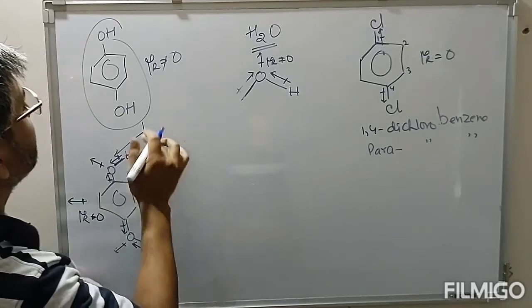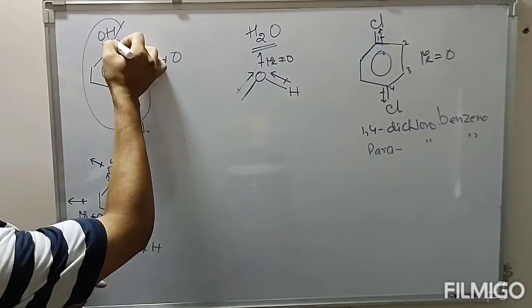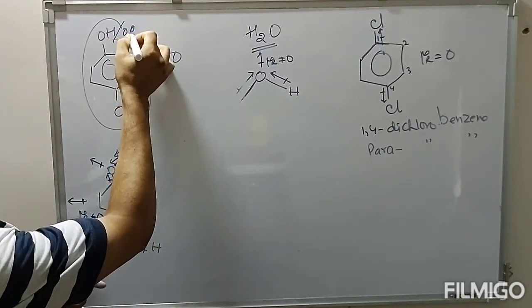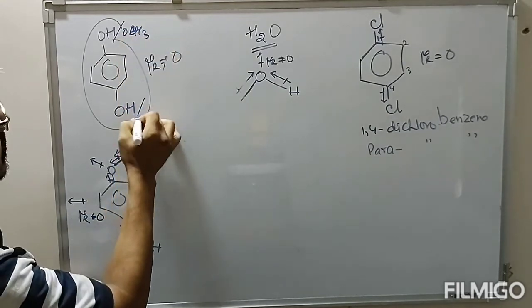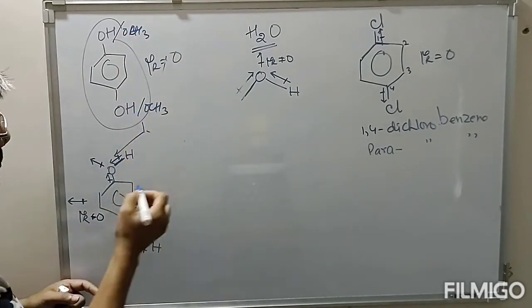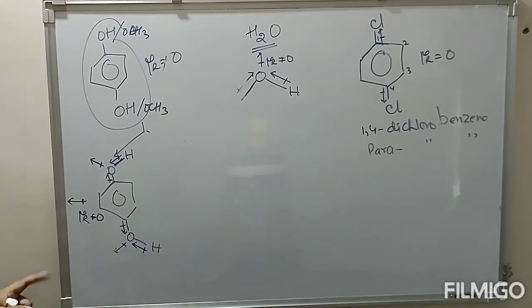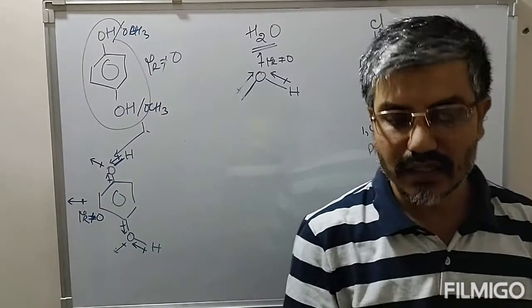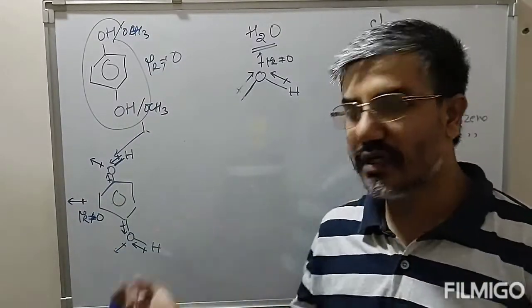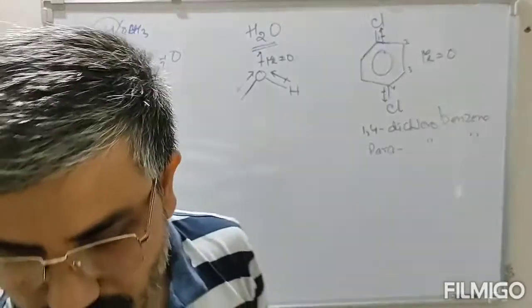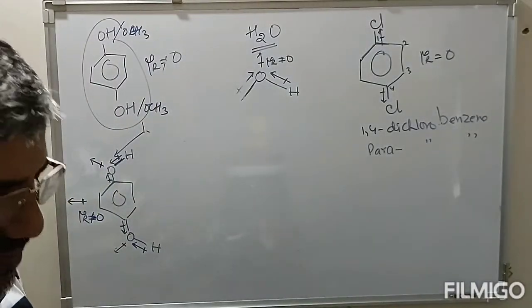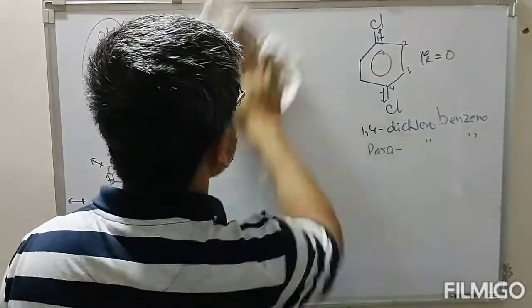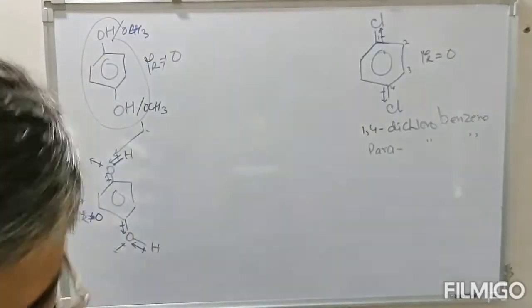Similarly, look at this. Instead of OH, we can have OCH3. In both cases, the net resultant will have some finite value, so the molecule will be known as a polar molecule. But since we are discussing vectors, we can also find the resultant of the vectors.